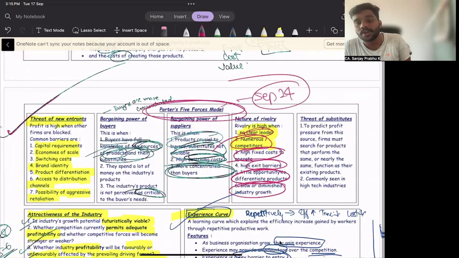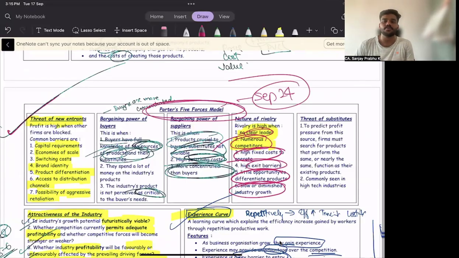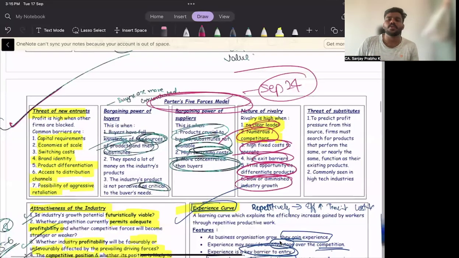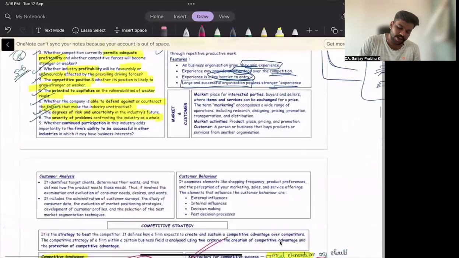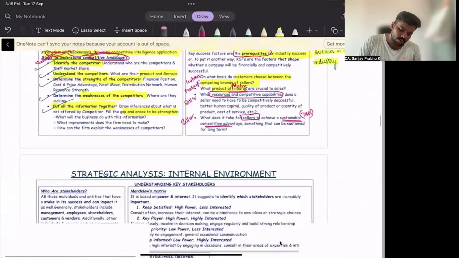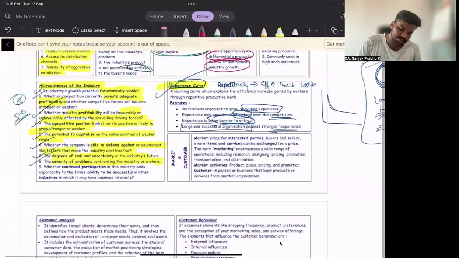The reason: for May 24, there were no questions from Michael Porter's 5 forces. So strongly I'm expecting a question for the September 24 exam as well as the Jan 25 exam from Michael Porter's 5 forces. So please go through this topic. Okay.